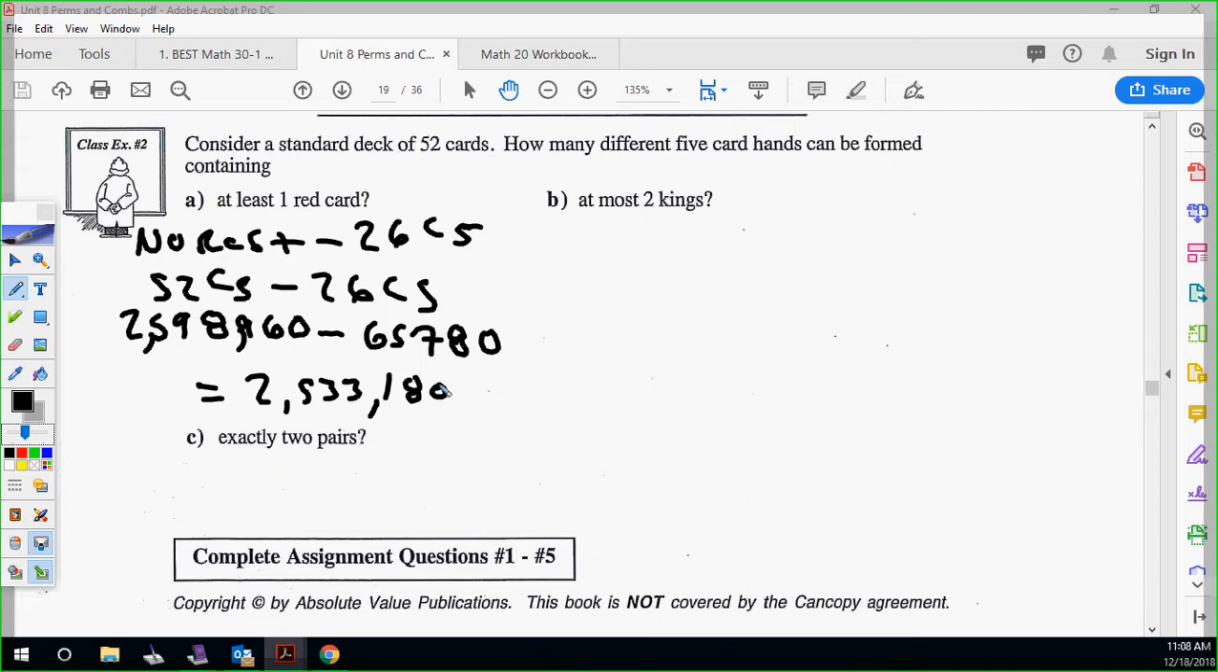Okay, at most 2 kings. That means we want 2 kings or less. So with this one, we want to think about 0 kings, 1 king, 2 kings. That's the most we can have. So you want a hand with no kings, 1 king, or 2 kings.